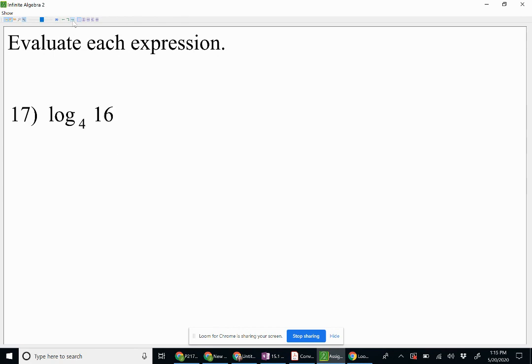Number 17, 4 to what power is 16? 4 times 4 is 16. 4 to the second is 16, so it's 2.